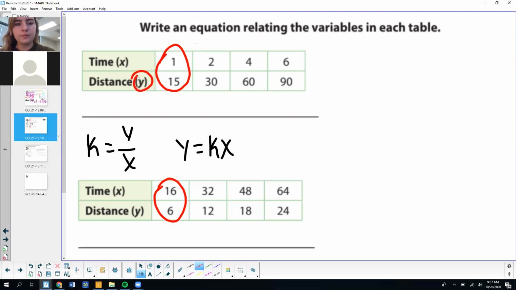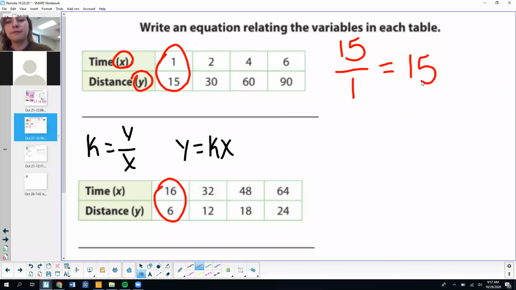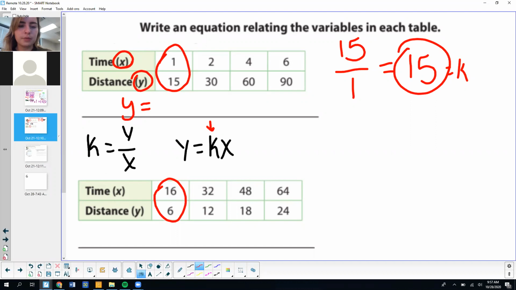In this case, our y value is 15, so we're going to take 15 and divide it by our x value, 1. 15 divided by 1 is 15, so 15 is k. So we're going to plug that number in for k and write an equation for this table. We take y equals, and plug in 15 for our k value, which is our constant of proportionality, and then we write x. That's all you have to do to find an equation relating the variables to each other.